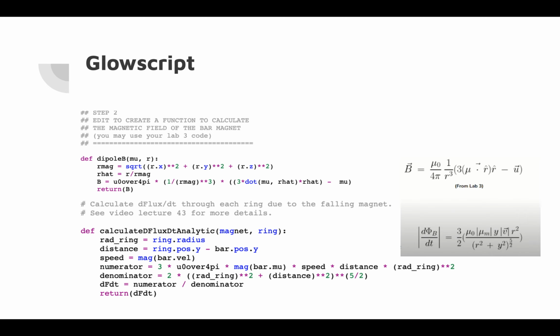This slide shows the code to derive the magnetic field of the bar magnet and the flux through each ring of the falling magnet. The illustrated equations are also on the right side. And this slide shows the while loop that was used to actually create the simulation, where the magnet falls through the aluminum foil tube and calculates the time it takes to fall.